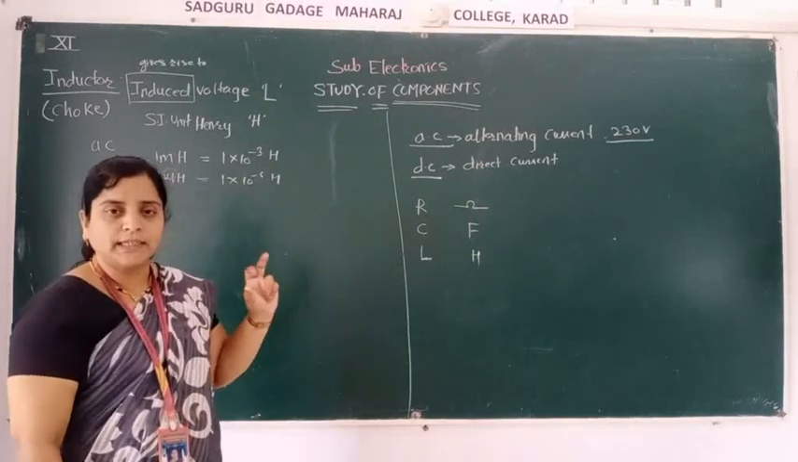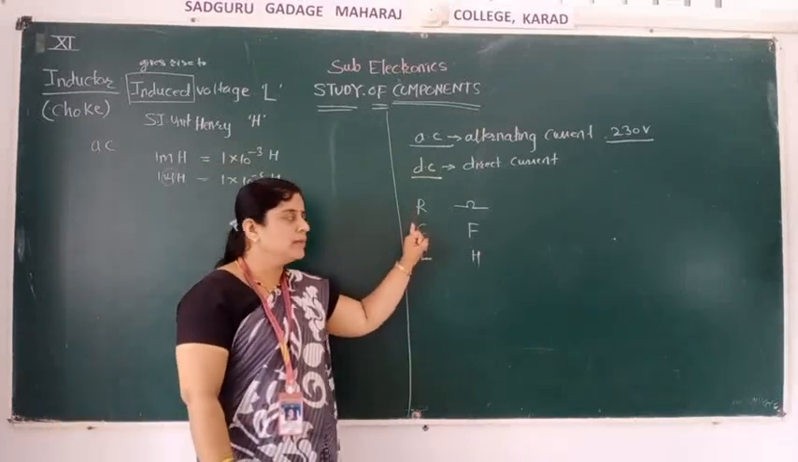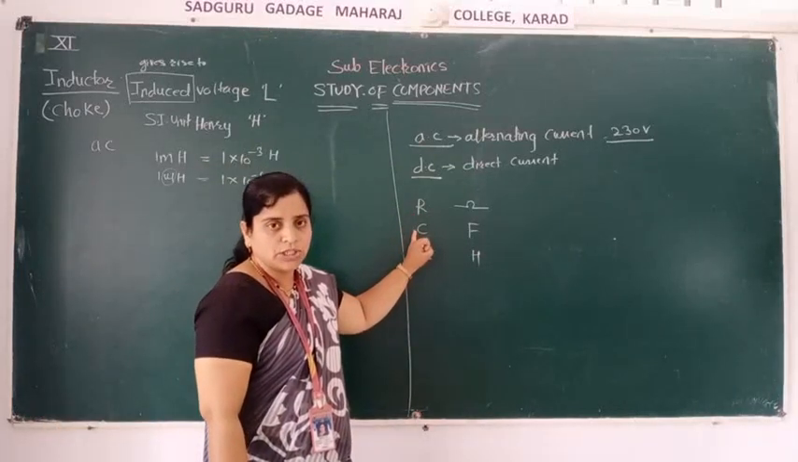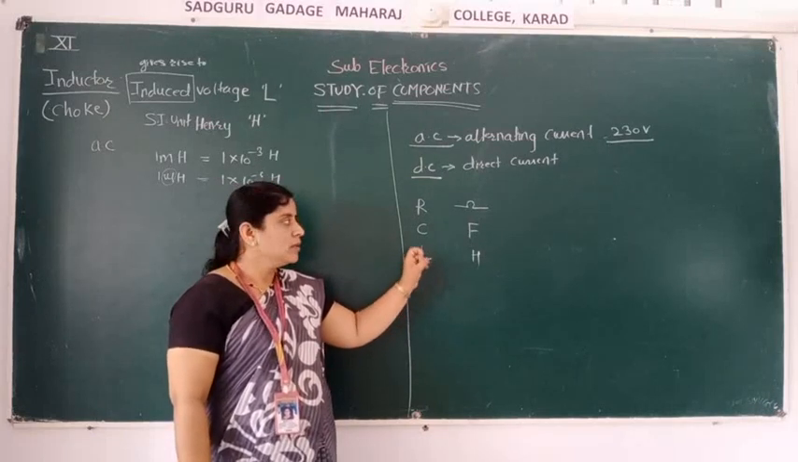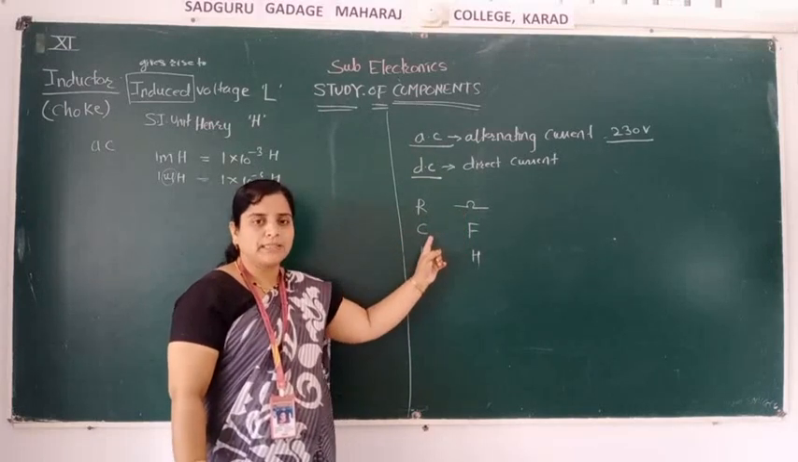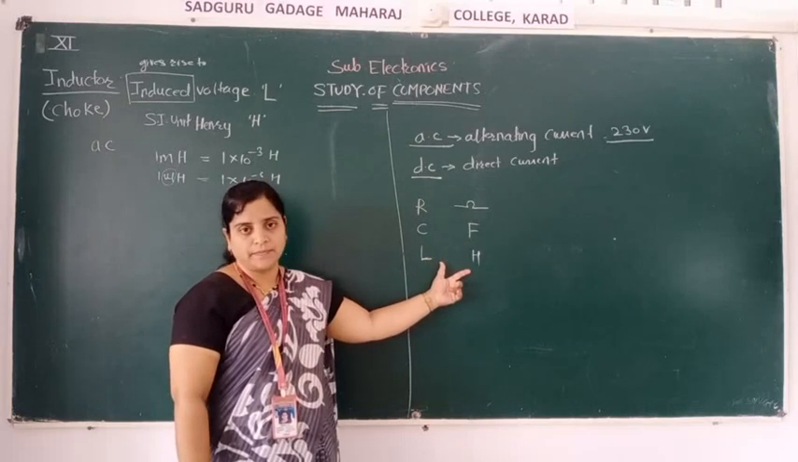What is a resistor? It opposes the flow of current. A capacitor stores the charge. An inductor induces the voltage. So resistor is measured in ohm, capacitor is measured in farad, inductor is measured in Henry.